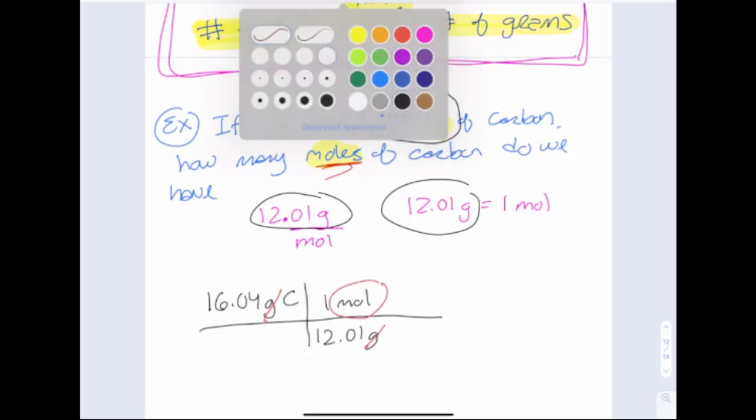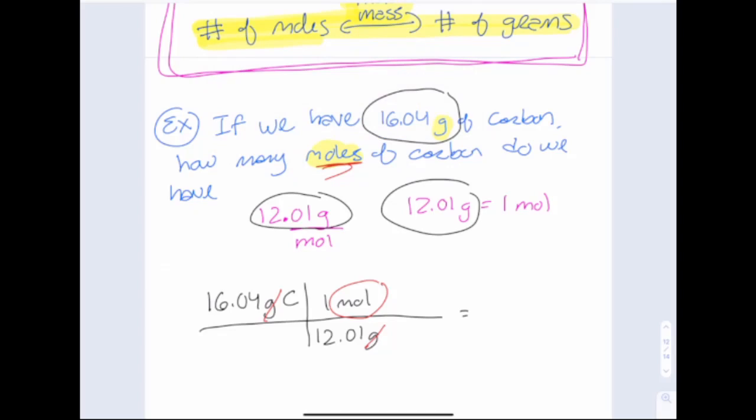So now it's just a matter of plugging that into our calculator. So I'm grabbing my calculator. 16.04 divided by 12.01. And I get 1.336 moles of carbon.